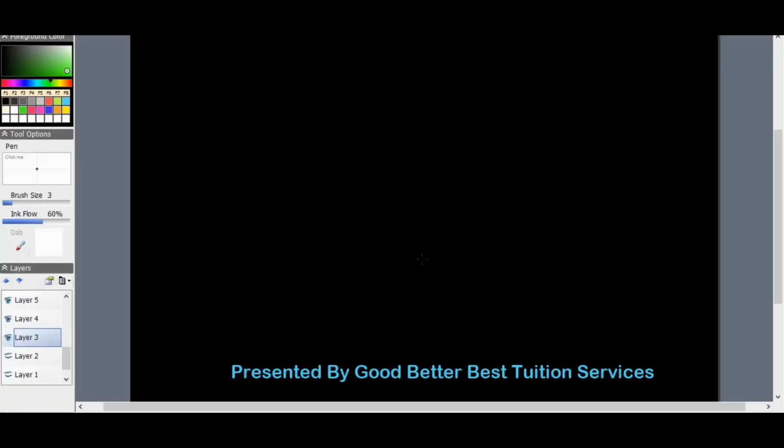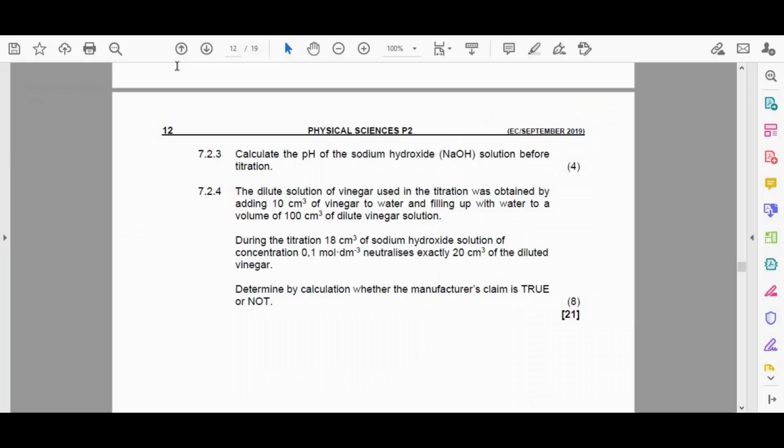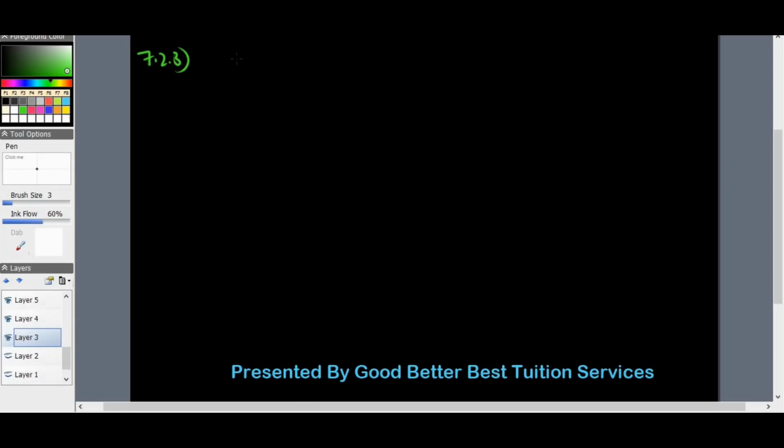This 7.2.3 is a nice question because that's calculations. 7.2.3, calculate the pH of sodium hydroxide solution before titration. All right, well, this is quite a basic question. We know that the concentration of the hydronium plus the concentration of hydroxide ions must equal 1 times 10 to the negative 14.